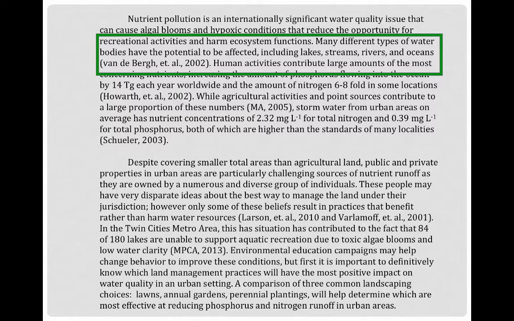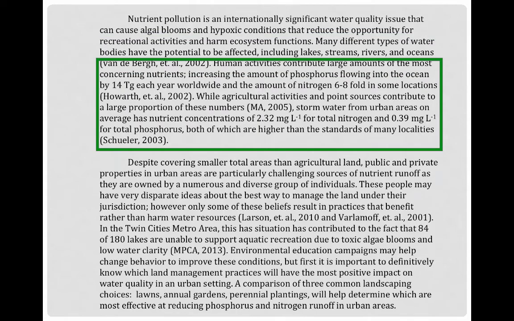And now what this writer is doing is moving into quantification. So 14 teragrams each year worldwide, and the amount of nitrogen 6 to 8-fold in some locations is what's flowing into the ocean. Then later down we have stormwater from urban areas on average has nutrient concentrations of 2.3 milligrams per liter total nitrogen and 0.39 milligrams per liter total phosphorus. So this is a very specific, detailed account of the scope of the issue.